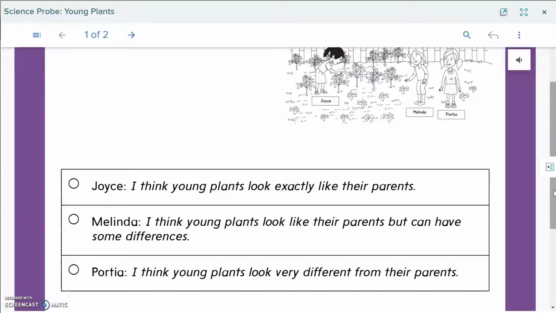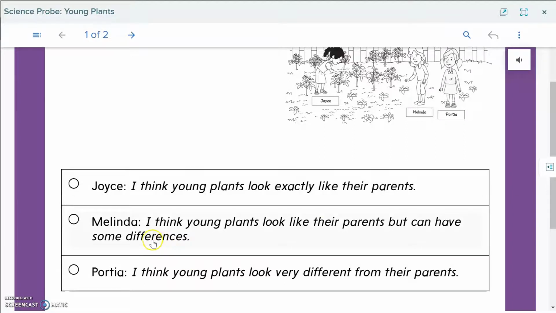Now Joycey is saying, I think young plants look exactly like their parents. Is that true or false? Are the young plants looking exactly like their parents? No, actually not. They are not looking exactly like their parents.